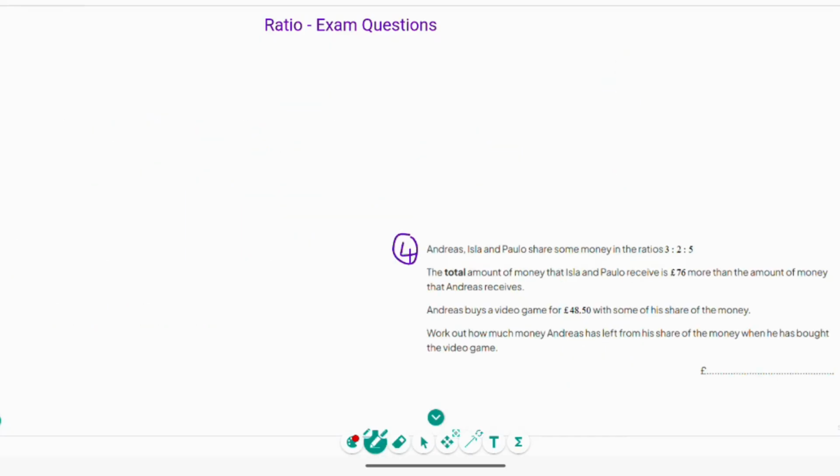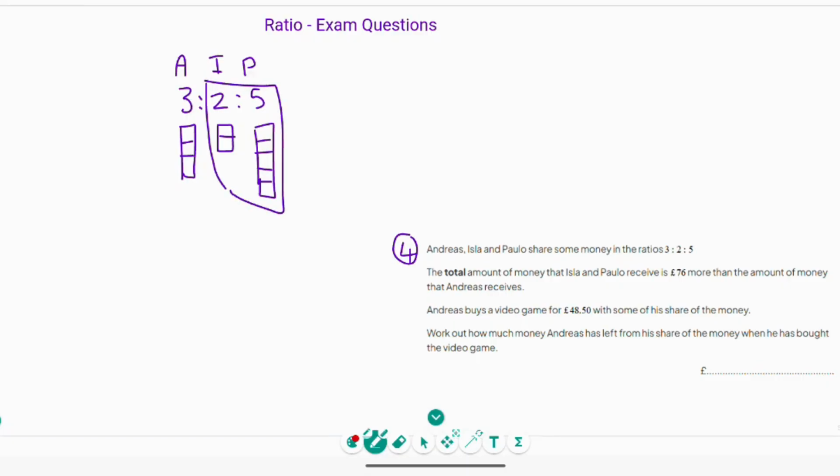And last question. Andreas, Isla and Paolo share money in the ratio 3 to 2 to 5. Hang on, let's just draw some boxes first. So that's Andreas, Isla, Paolo. The total amount of money that Isla and Paolo receive is £76 more than the amount of money Andreas receives.